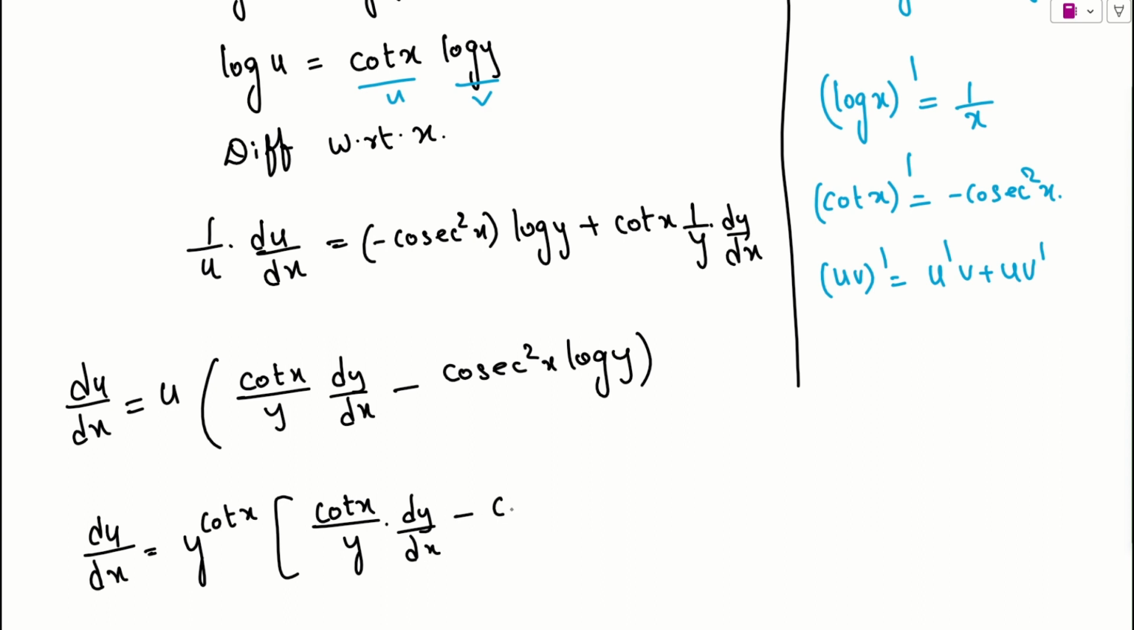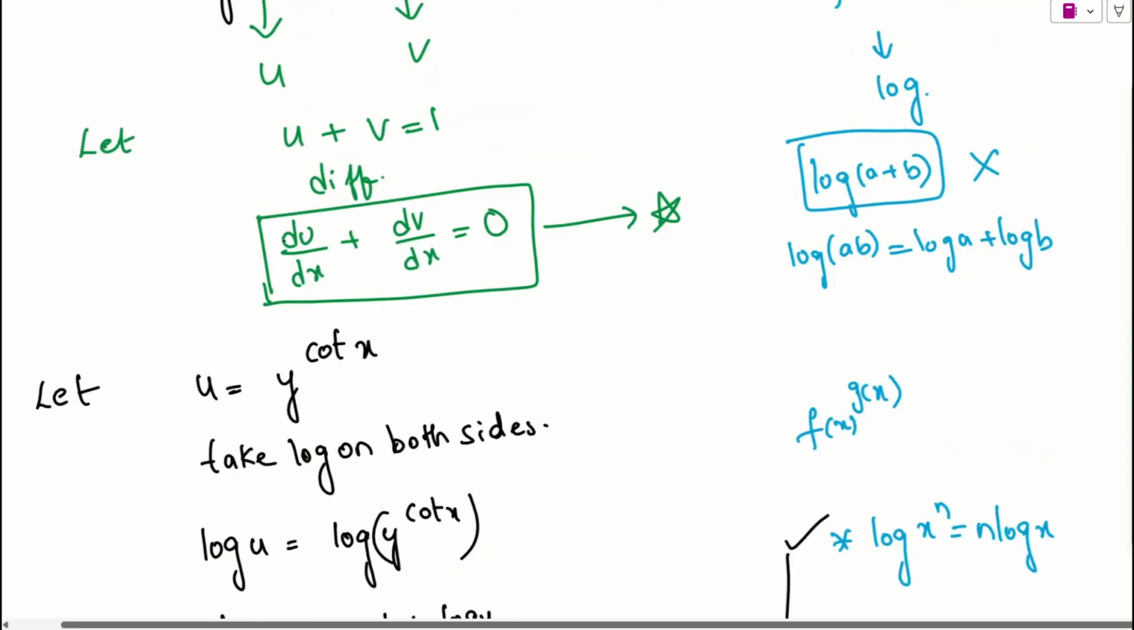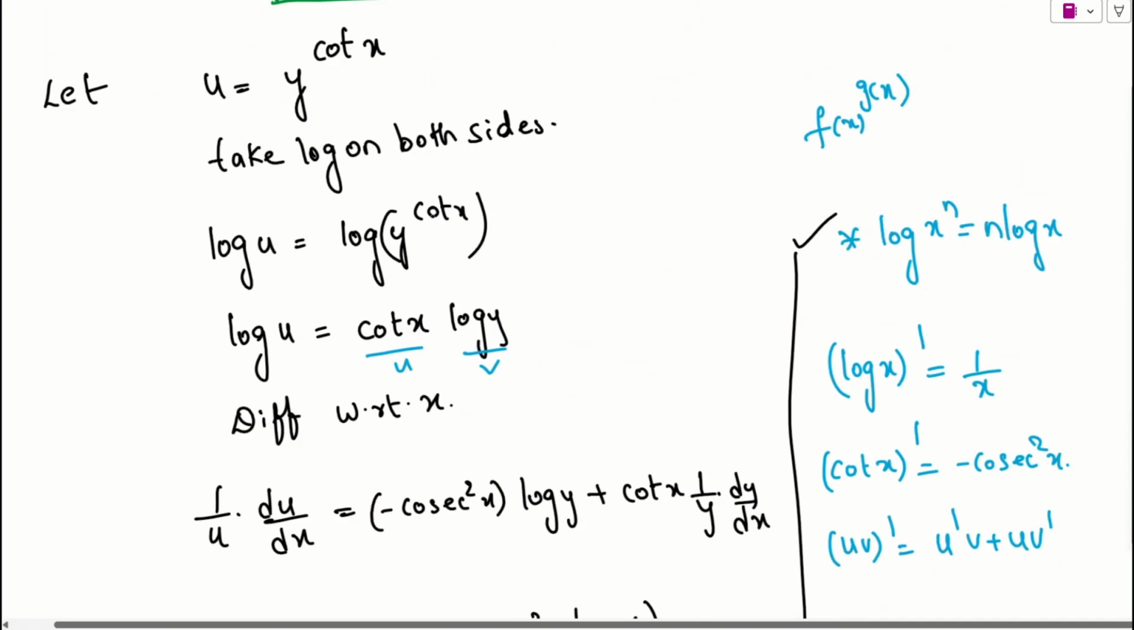And what is the second term here? This is minus cosecant square of x times log y. Is it okay? Yes. So this is nothing but equation number 1. Agree? So now what should we do? We have to solve for v also.